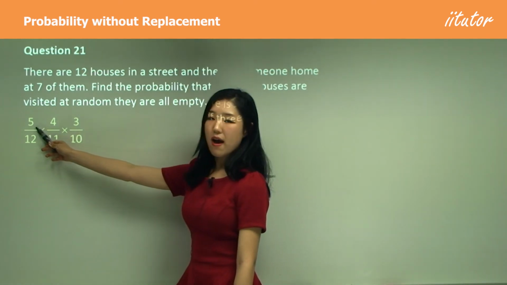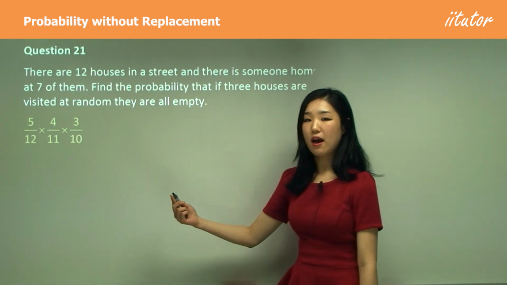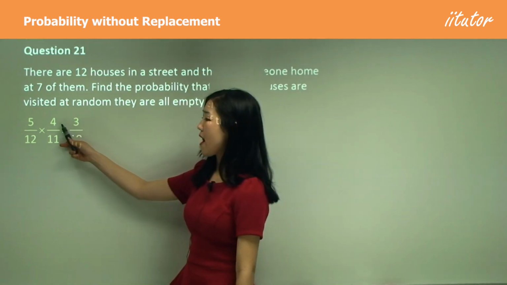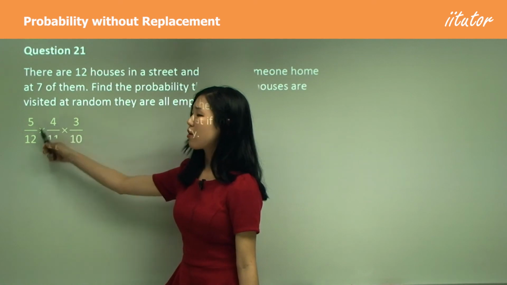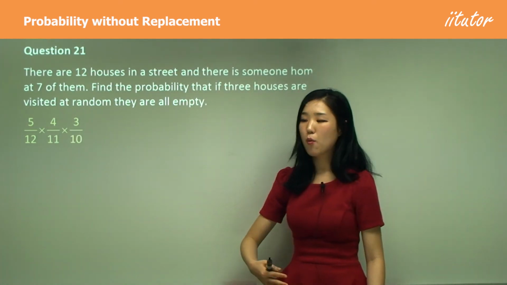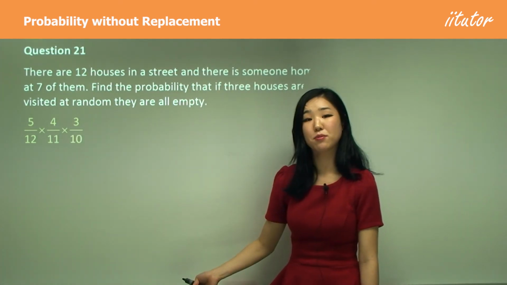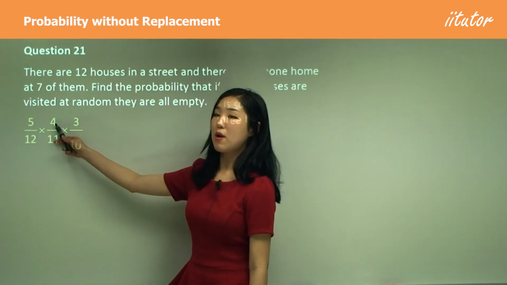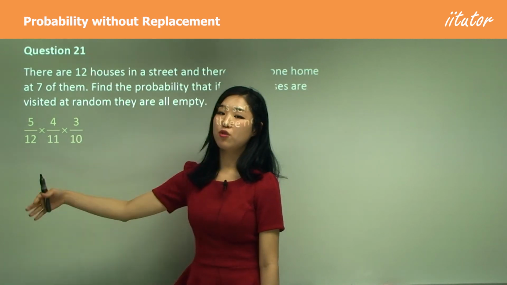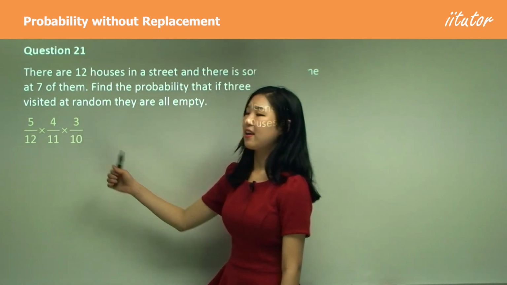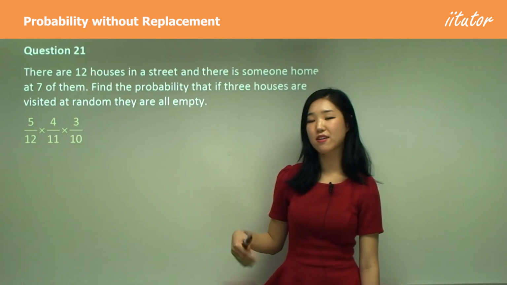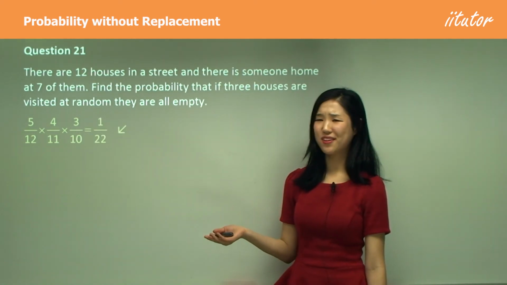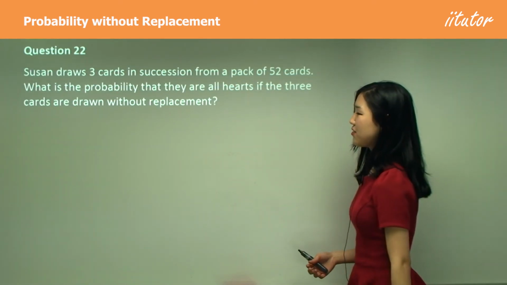If I pick 5 out of 12, which is 1 empty house, I'll only have 4 empty houses left, so it will be 4 out of 11 to choose from. So after I've picked 1 empty house, I want to know whether the next house is going to be empty or not. There's going to be 11 houses left to choose from, and there's 4 empty houses left. And then I've picked already 2, so there's 3 empty houses left out of 10. So I'm subtracting from the numerator and denominator for the next 2 as well. And then you calculate that to get 1 over 22. So that's the answer.